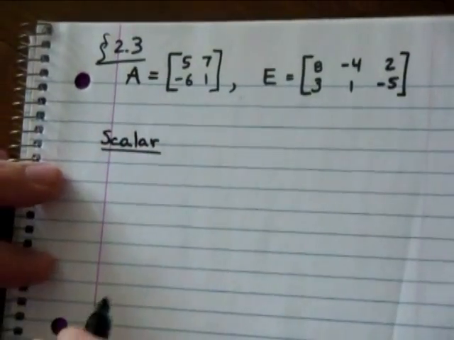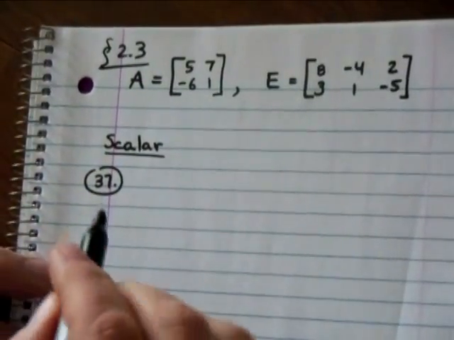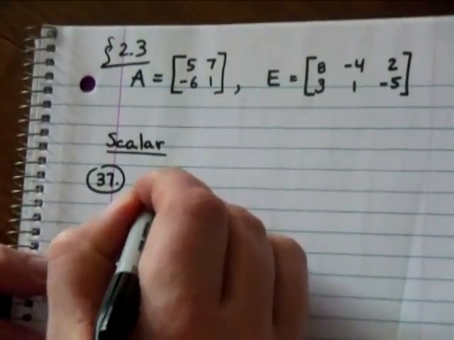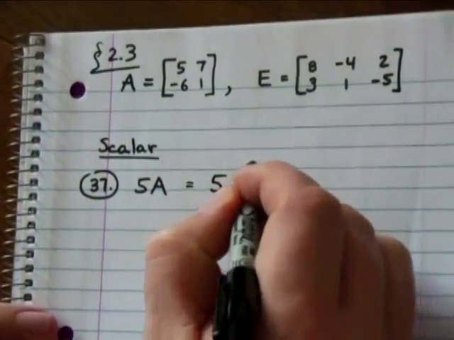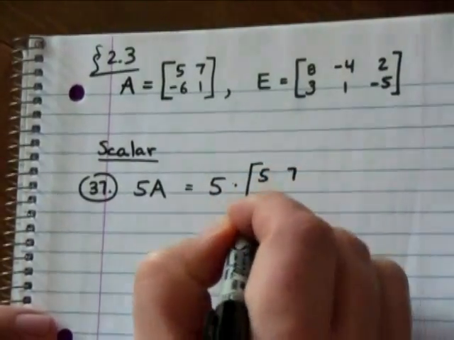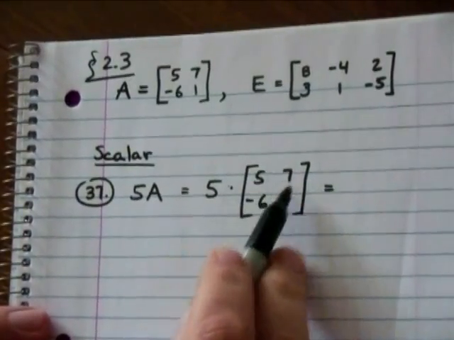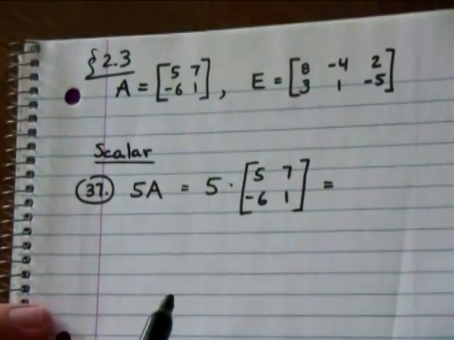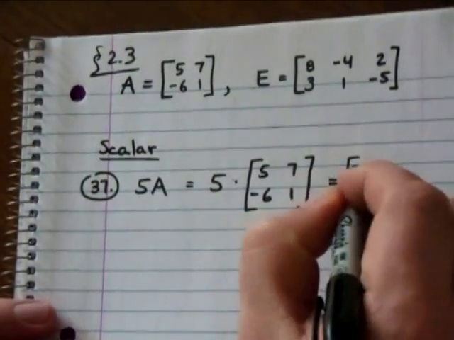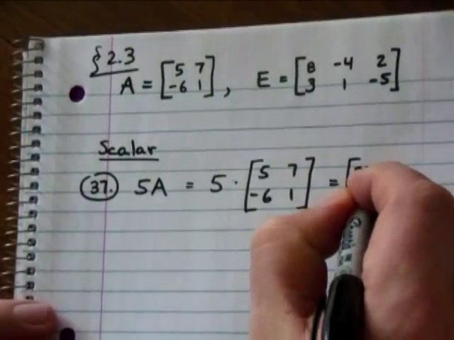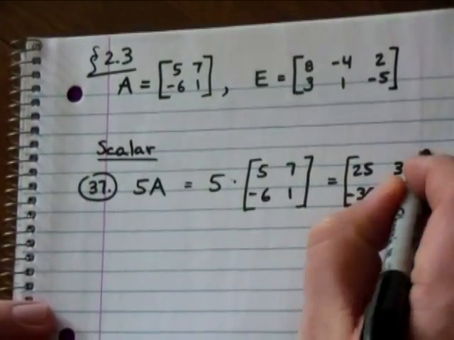Okay, so scalar multiplication, like on problem number 37 in section 2.3, is where you're taking a constant times a matrix. So here we've got 5 times matrix A. And scalar multiplication is simply multiplying each entry of the matrix by the number on the outside. So each inner number gets multiplied by the outer number. So it's kind of like distribution. So 25, 35, negative 30, and 5.